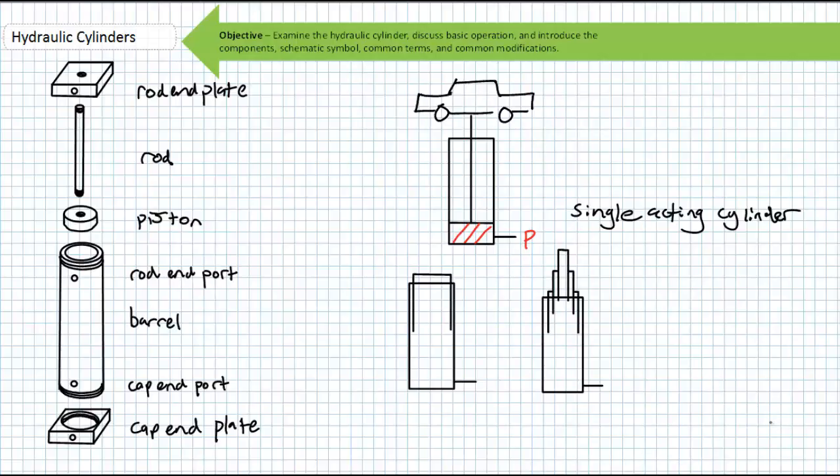By using the hand pump, you're inputting pressurized flow into the cap end with the valve in one position, and the cylinder extends. When you switch to the other valve position, the weight of the car and gravity push the fluid out of the cap end, and the cylinder retracts. For a passively retracting single-acting cylinder, there's really nothing on the rod end at all, except perhaps an air vent to get rid of the air or fluid that may be trapped on the other side.